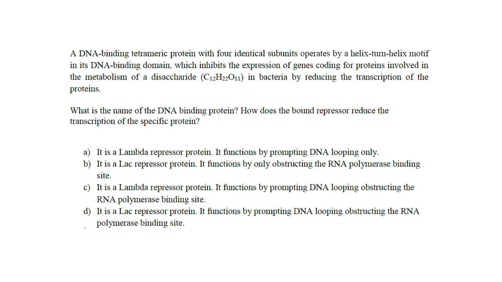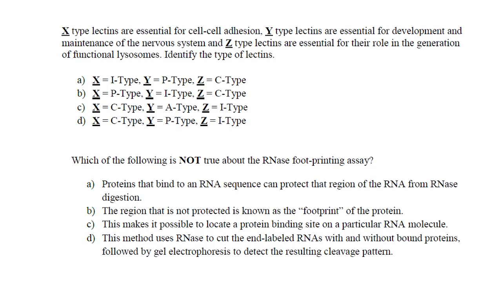Okay, so DNA binding tetrameric protein. See, a lac repressor is basically the DNA binding tetrameric protein having four identical subunits which operates by a helix-turn-helix motif in the DNA binding domain. It inhibits the expression of genes coding for proteins involved in the metabolism of lactose in bacteria. And this bound repressor can reduce the transcription of the lac proteins by occluding the RNA polymerase binding site or by promoting DNA looping. So based on that, the last one is correct. It is a lac repressor protein, functions by promoting DNA looping obstructing the polymerase binding site.